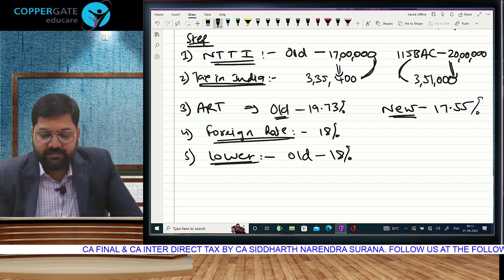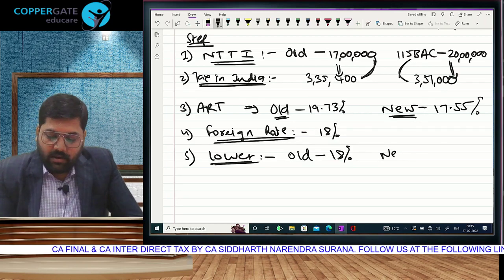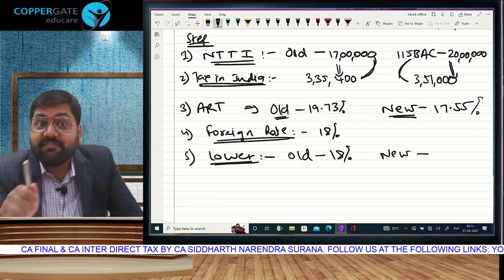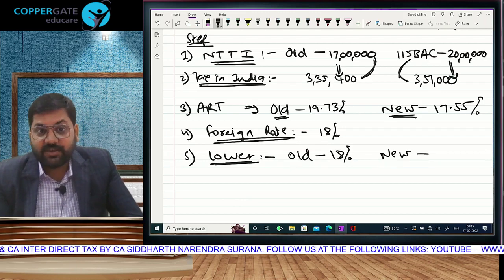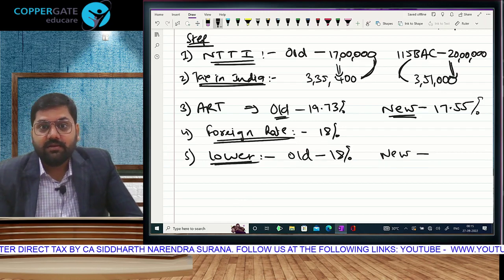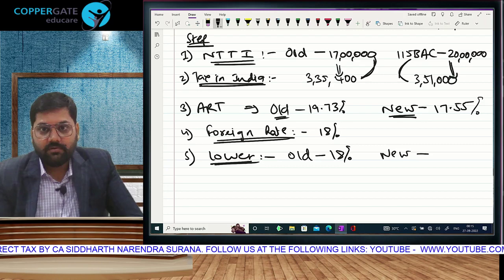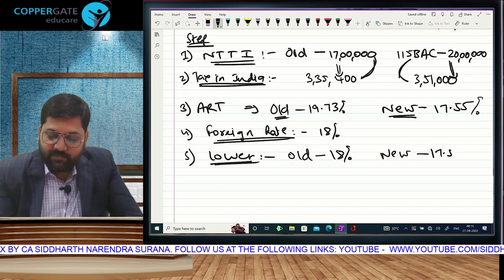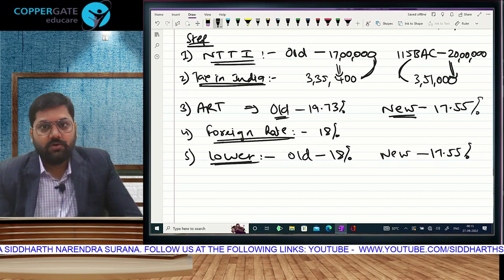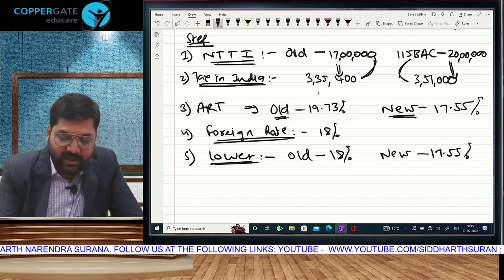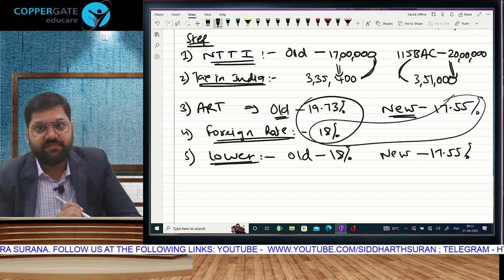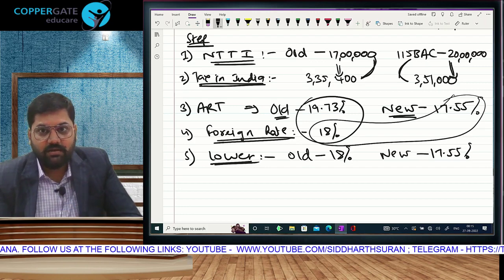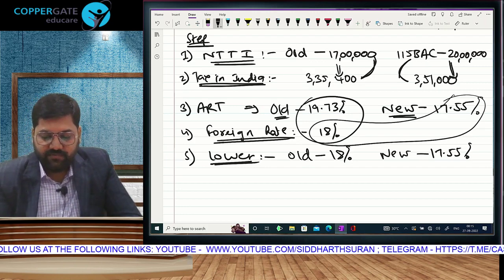But in the new regime, India's tax is 17.55. And this, if we compare with 18, then what is lower of the two? 17.55. Correct or no? We have to choose whichever is lower, like this. This or this, whichever is lower. And this or this, whichever is lower. Did you understand? Hello? Very good.